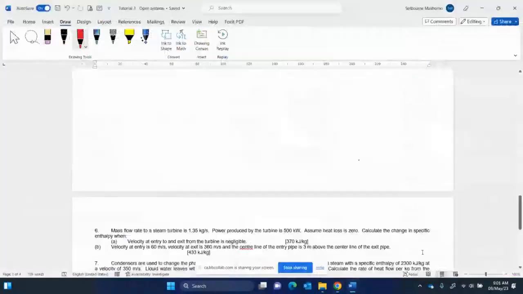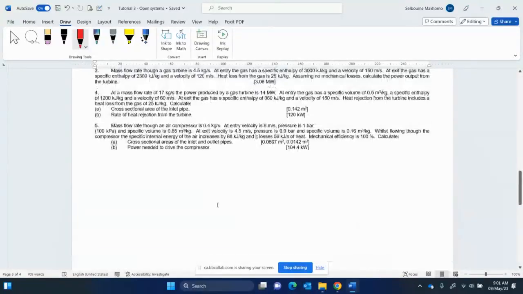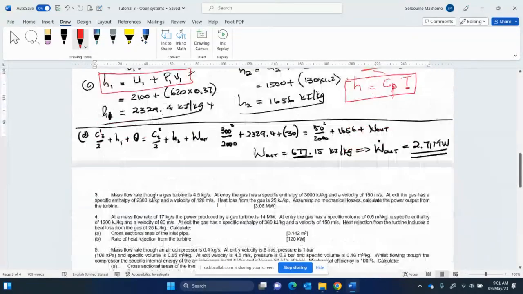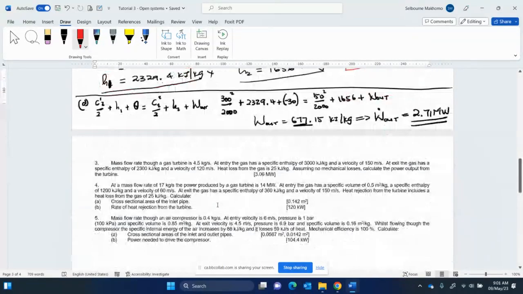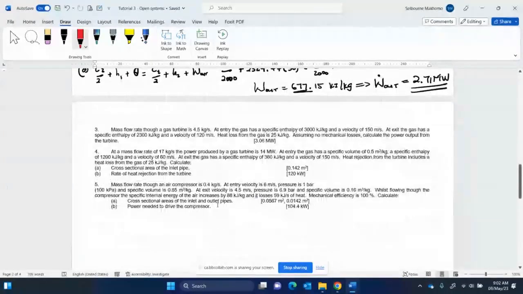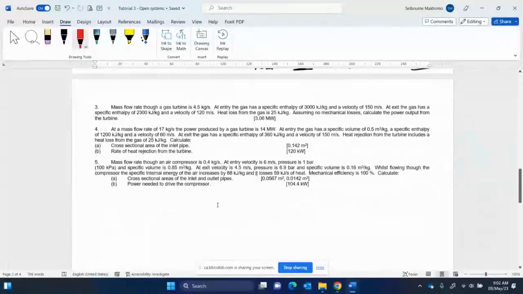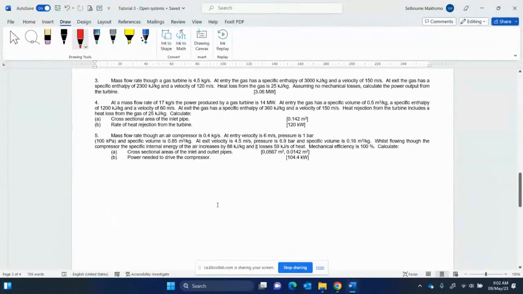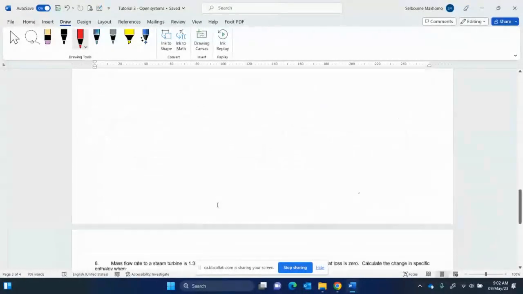Right. So yeah, we did a turbine. I want us to do a nozzle. Which question is dealing with the nozzle? Question 3, mass flow rate, is a turbine again. Question 4 is a turbine again. So many turbines. Question 5 is a compressor. Okay, I'll do the compressor after.